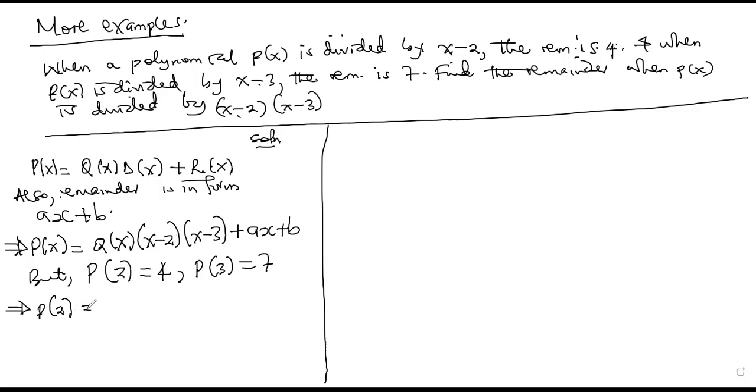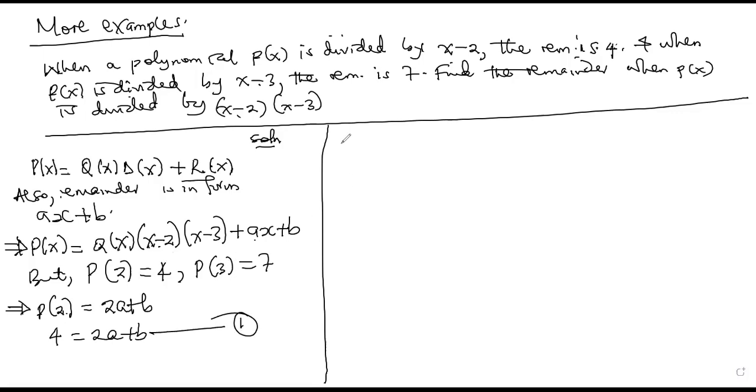So P of 2 is equal to substitute. It means that the whole of this, it will be 2 minus 2, where X is 2, 2 minus 2 is 0. The whole of this is 0. So we shall have 2A plus B. But we know that P of 2 is 4. So 4 is equal to 2A plus B. Equation 1.